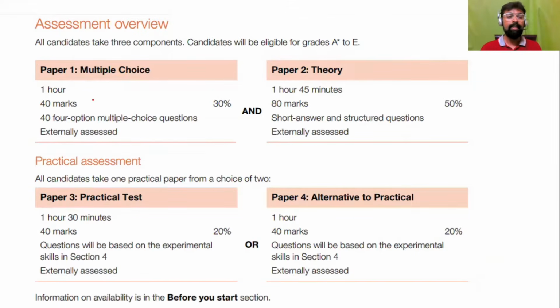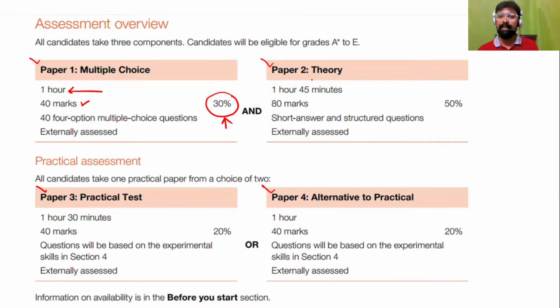Okay, there are four main papers in O-level physics: paper 1, paper 2, paper 3, and paper 4. Paper 1 is normally called the multiple choice exam. The time for this paper is 1 hour. There are 40 marks, and you have to attempt 40 multiple choice questions. And the weightage of this paper to the whole exam is 30%.